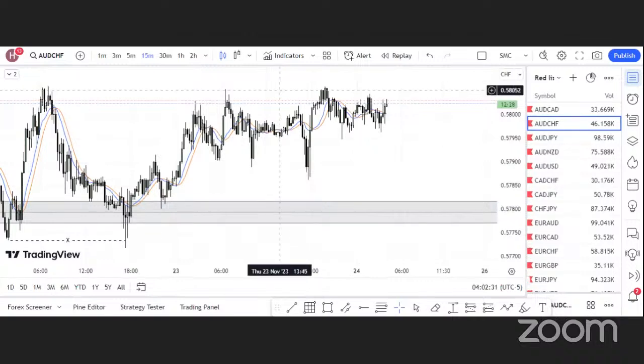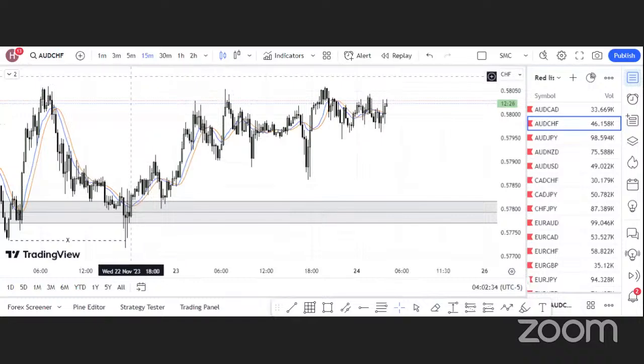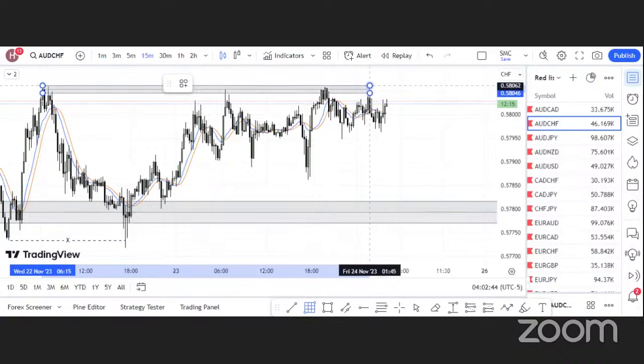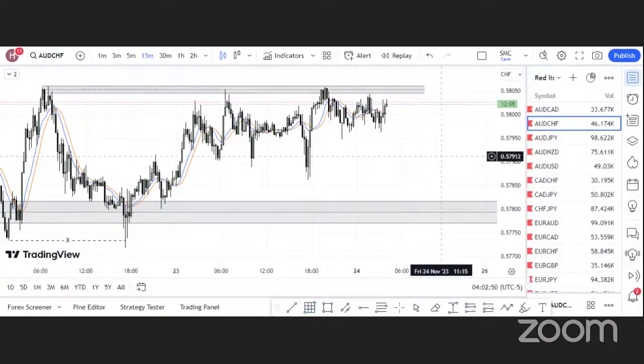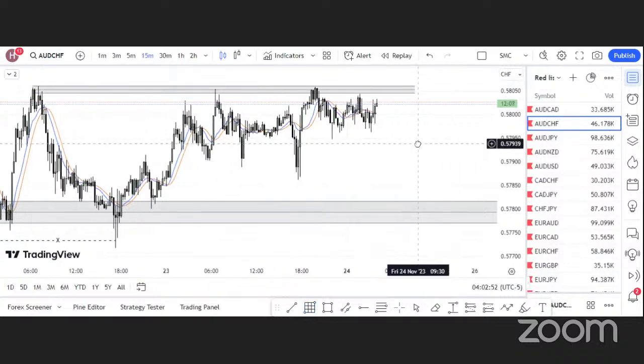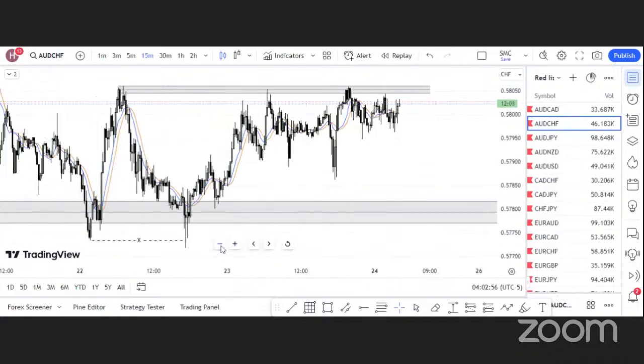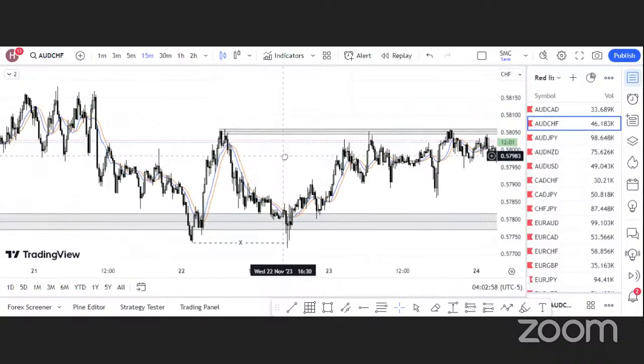In this session, we're going to be analyzing the market together and look for entry opportunities. This is one of our money making sessions. I love to call it a money making session because in this session we analyze trades and look for possibilities to make money.